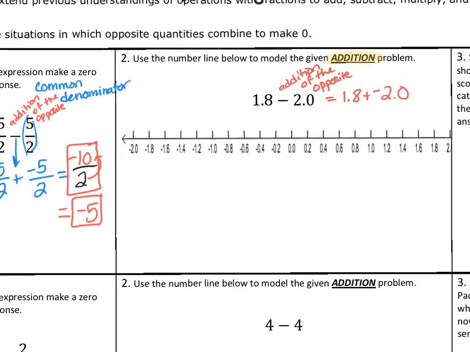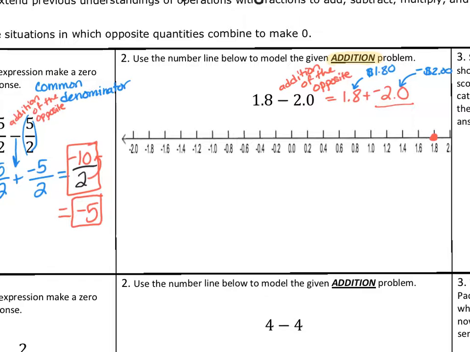Now let's think of money. Here you have $1.80. And here you have a negative $2. So you know that you have a more negative amount than you do a positive amount. So you know you're going to end up on the negative side of the number line, somewhere on this side of 0, not on the positive side. So let's go ahead and plot this. You start with 1.8. You put a point at 1.8. Here's my point. And then I'm going to go in the negative direction $2 or 2 full units.